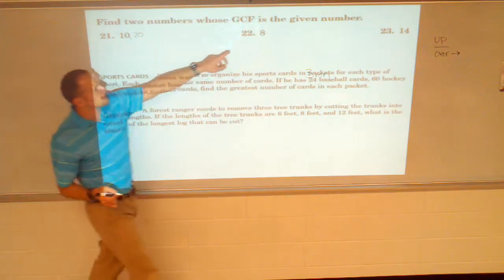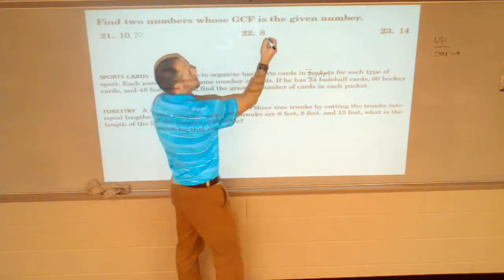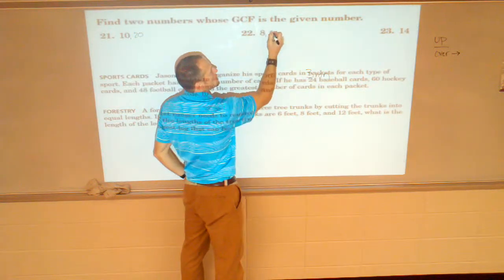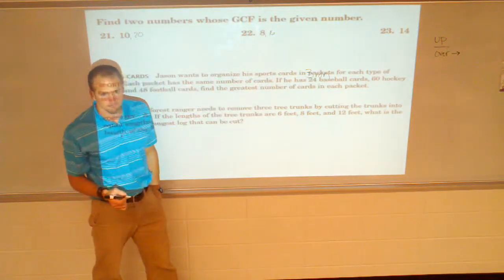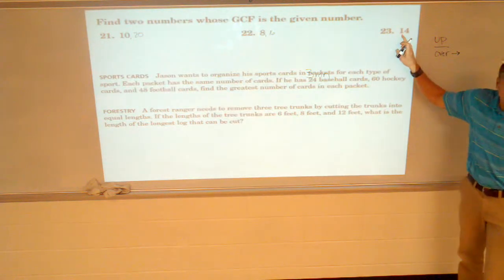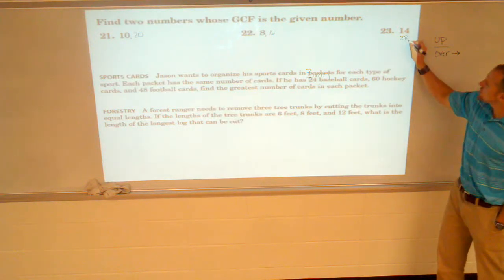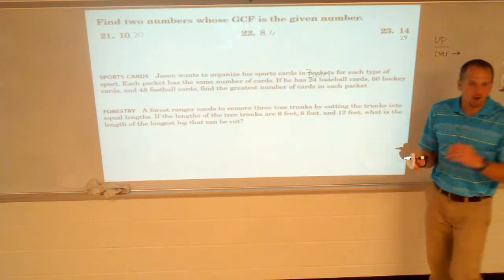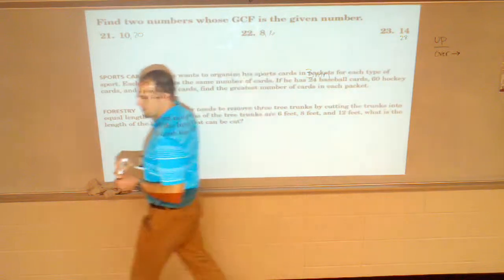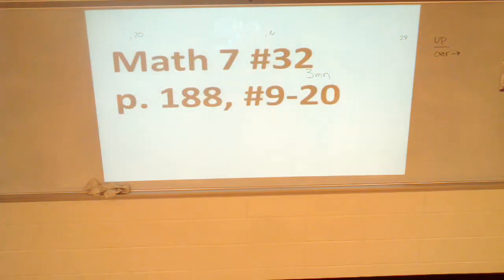Two numbers whose greatest common factor is 8. My first number is 8. My second number is 8 times 2. Alright? Two numbers whose greatest common factor is 14. My first number is 14. My second number is 14 times 2, 28. Okay, so if you want to get creative and crazy and wild, you can do that, but that is the easiest way. Here's your assignment.